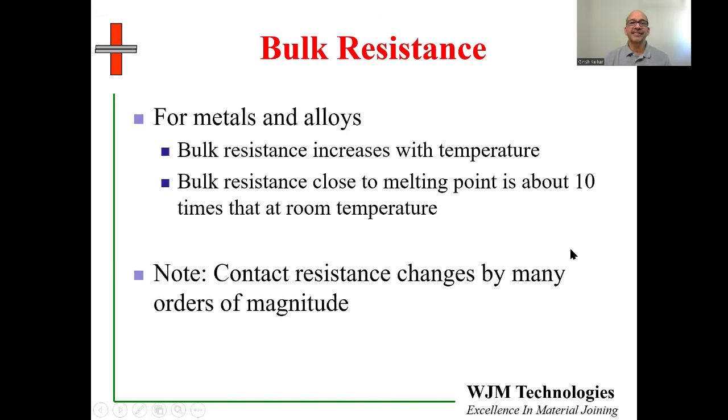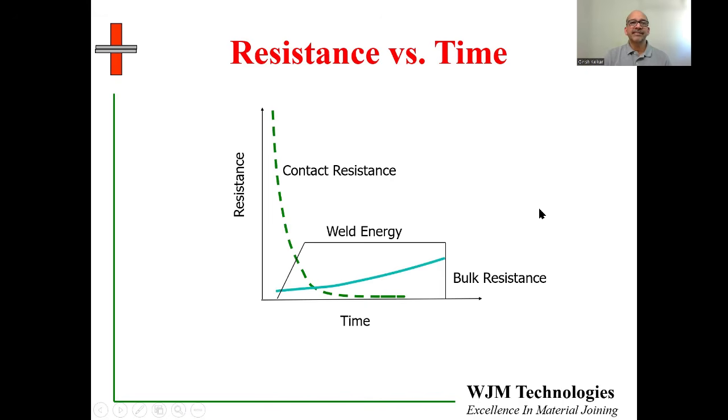On the other hand, bulk resistance is the resistance to current flow inside the part. Bulk resistance increases with temperature. So the bulk resistance value, whatever it is at room temperature, by the time you get to the point where the material is almost close to melting, the bulk resistance is of the order of 10 times. However, the contact resistance actually changes by many orders of magnitude. So here we have the dynamic. The contact resistance is very high, it goes down, the bulk resistance is low, and it creeps up towards the end of the cycle. Let's see what it looks like in a schematic form.